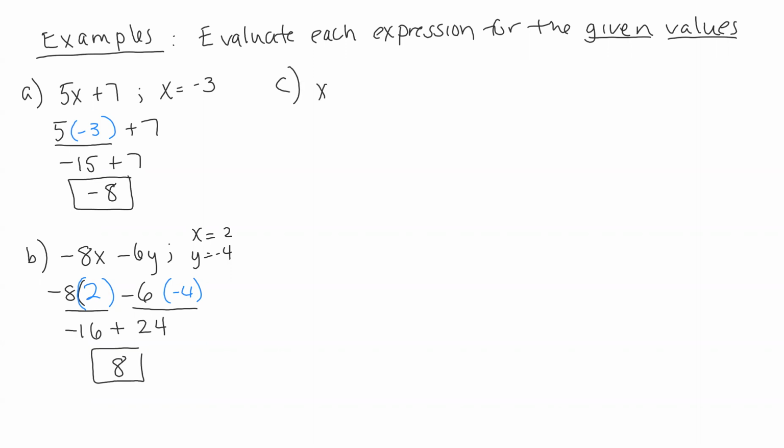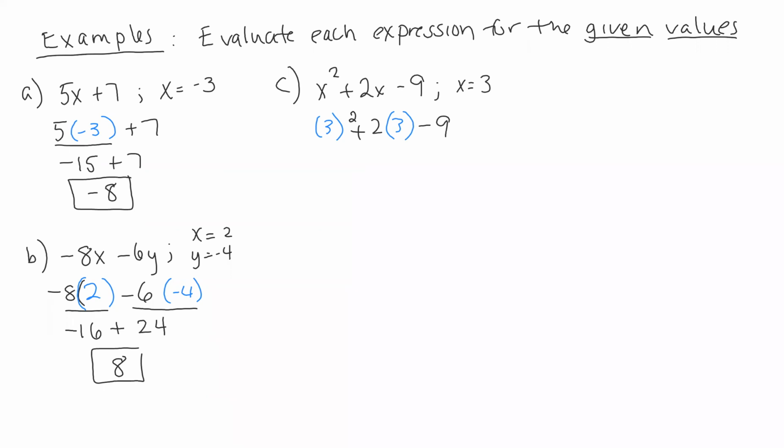Let's say that we have, in this case, x squared plus 2x minus 9, and we're going to evaluate for x equals 3. All right. So anywhere I see an x, I'm going to replace it with a 3. So x squared is going to be 3 squared, and then plus 2 times x, where x is 3, and then minus 9. So in this example, I have exponents, multiplication, subtraction and addition.